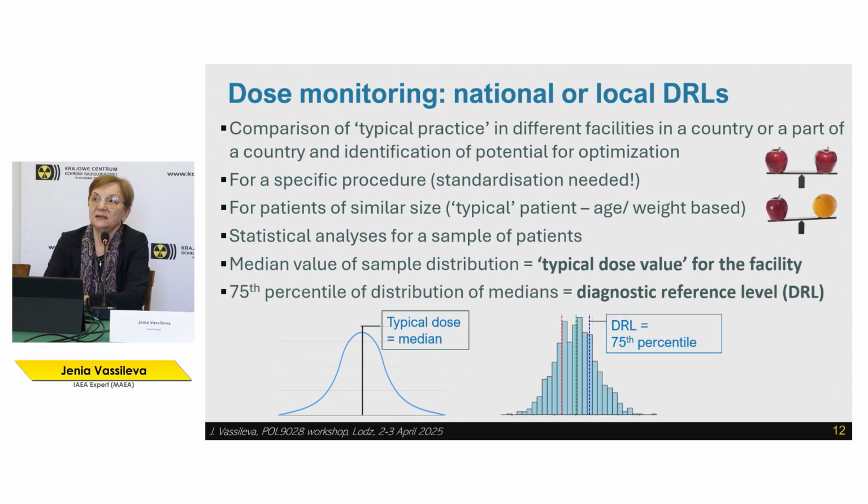Then we collect all medians from different departments, put them together, pool them, and calculate again descriptive statistics, and at the third quartile, at the 75th percentile of the distribution of medians, we set our diagnostic reference level or dose reference level. Why? Because it's a pragmatic approach. It's not huge mathematics, but in this case, we'll have 25% of the rooms of the facilities that exceed the DRL. And these 25% are our primary focus for optimization.